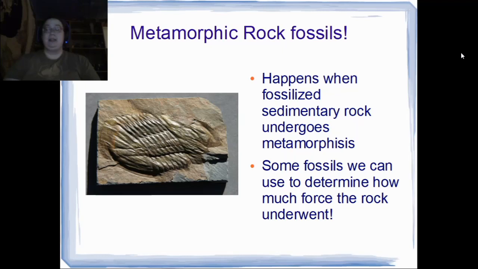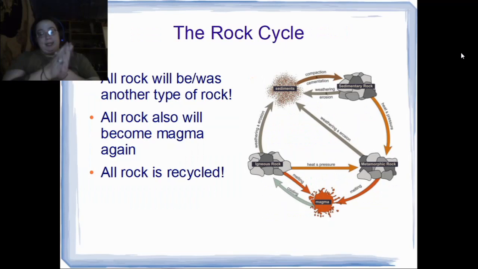So let's talk about the rock cycle. All rock will be or was another type of rock. All rock is equal. So every single rock was another type of rock at some point. All rock also will become magma again. That is because of how our continents actually move, and the fact that we have tectonic cycles and we have a liquid, semi-liquid, not too sure, core at the center of our planet.